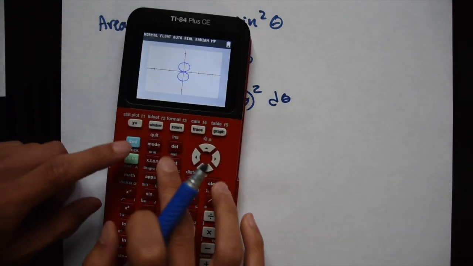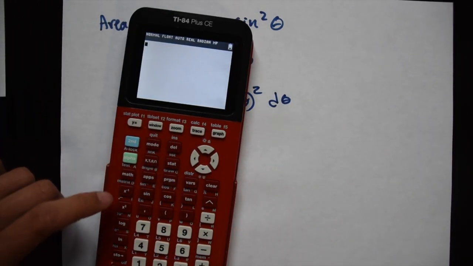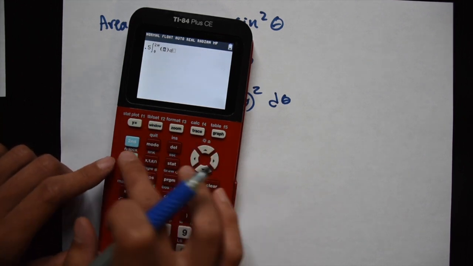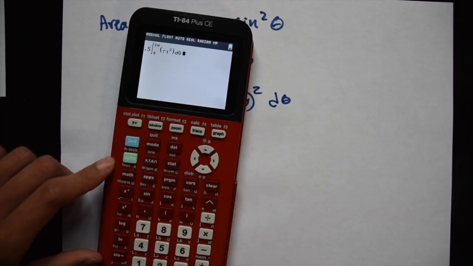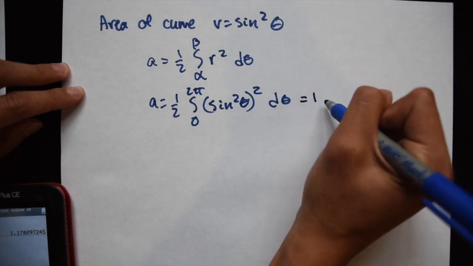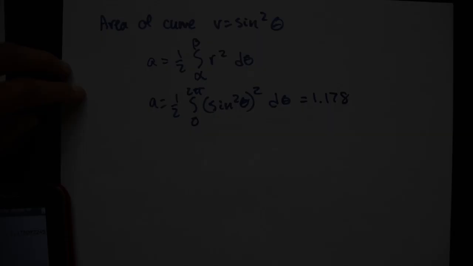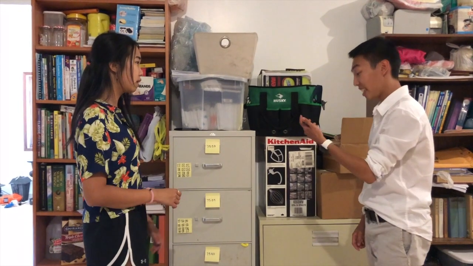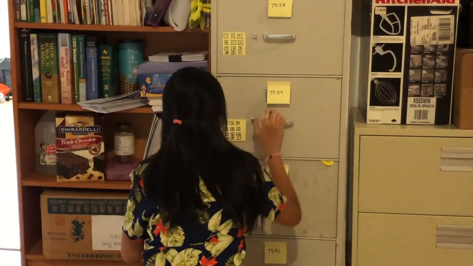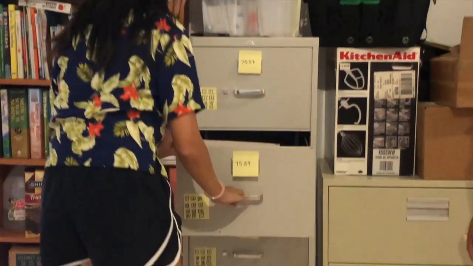Now, we can put this in our calculator, and we get 0.5 times the integral from 0 to 2 pi of our equation squared d theta. And we get that the answer is 1.178. So, is it 1.178? Yeah. Alright. 1.178. It opened!